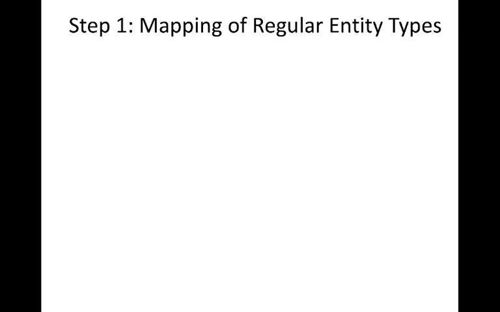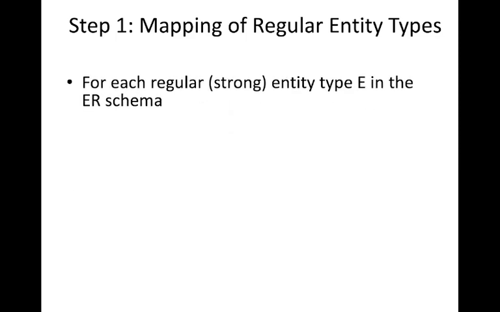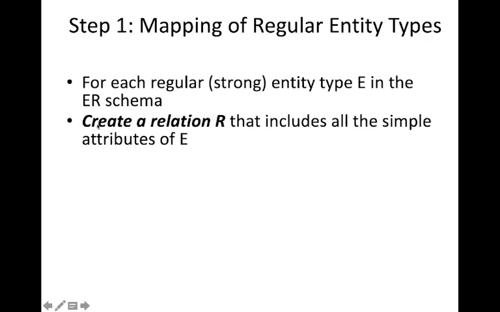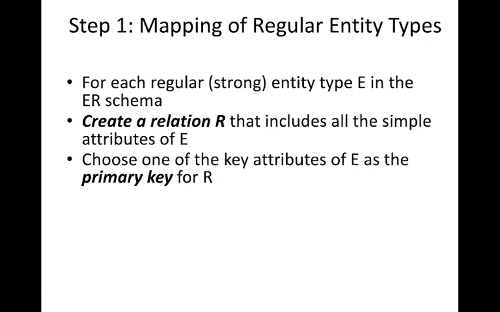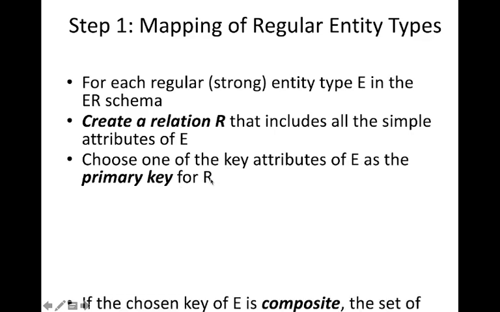So step 1 is mapping of regular entity types. Whenever there is a regular or strong entity type, we can call it E in the entity relationship diagram. What we have to do is create a relation, a table R, that includes all the simple attributes of E. All the simple attributes should be in that table. Then choose one of the key attributes. There may be several key attributes in that table, so we choose any one of the key attributes of E as the primary key for that relation.